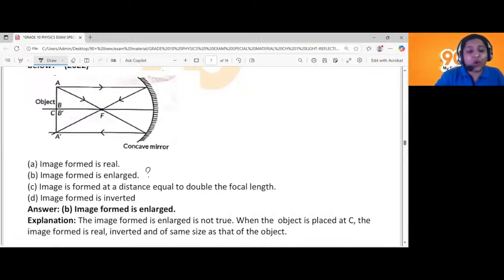Then, image formed at a distance equal to double the focal length. Hence, image is formed at C. And what is the relation? R is equal to 2F. So this is also correct. Image formed is inverted. Yes, the image is inverted. So what is the wrong option? Image formed is enlarged. No, the image formed is of same size as that of the object.